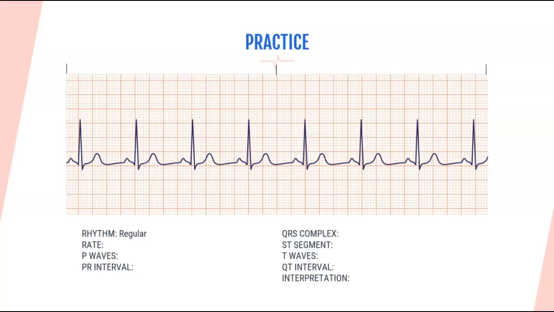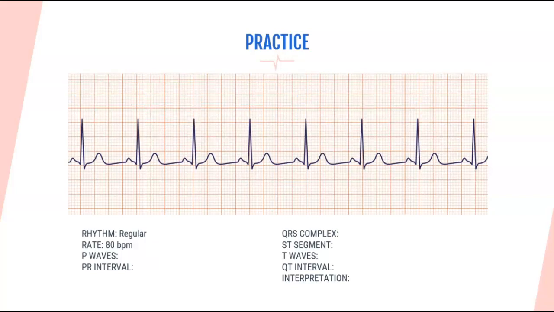Step 2 is to analyze the rate. Make sure you are using a 6-second strip. This one is marked with the black tick marks, but if it wasn't marked, then you could count out 30 large squares. So count how many QRS complexes there are, and multiply by 10, which would give you 80 beats per minute.